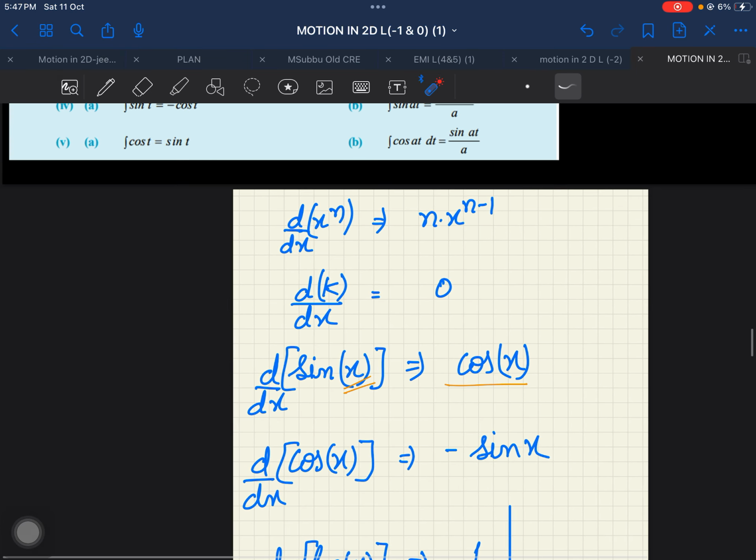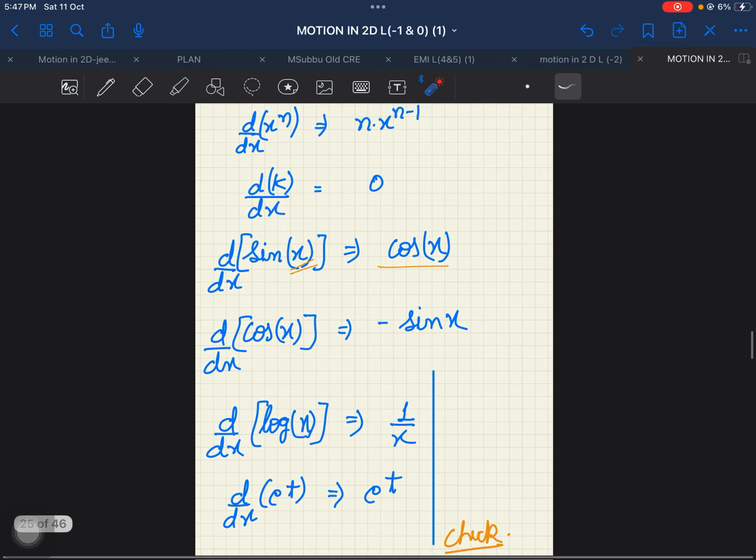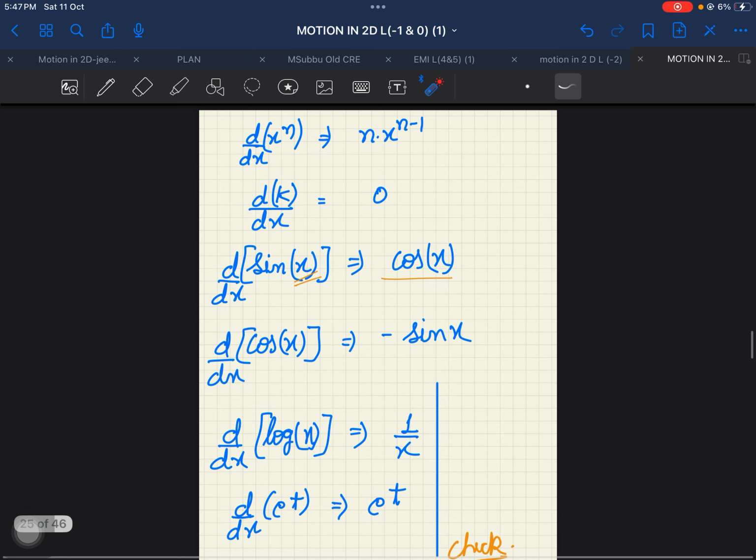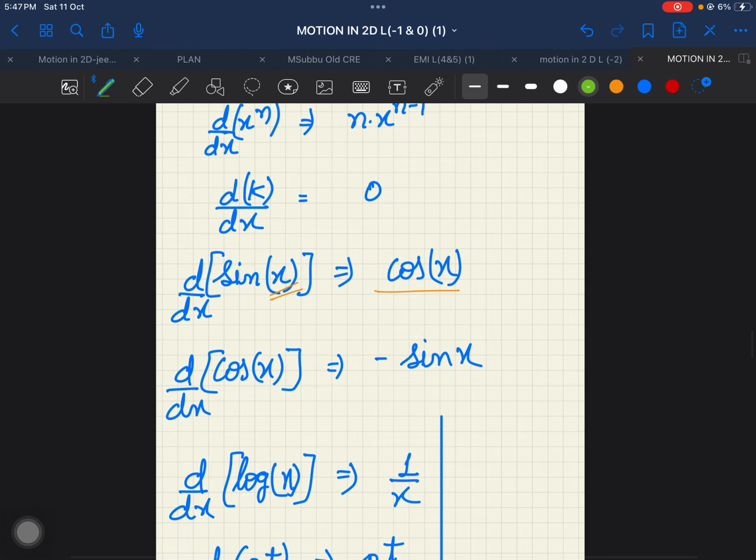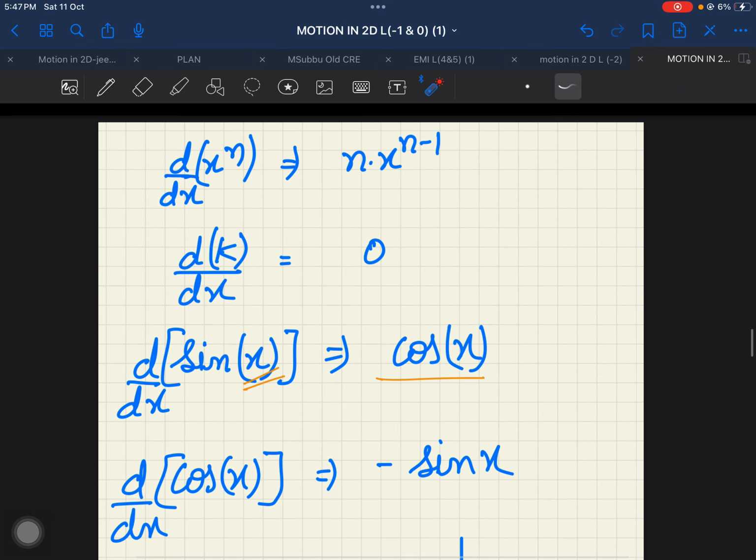So this is what I have written already. You have to learn these formulas. Let me tell you how the differentiation works, how we have to use these formulas. The differentiation of x to the power n with respect to x will be equal to n, the power comes in the coefficient, into x to the power n minus 1.